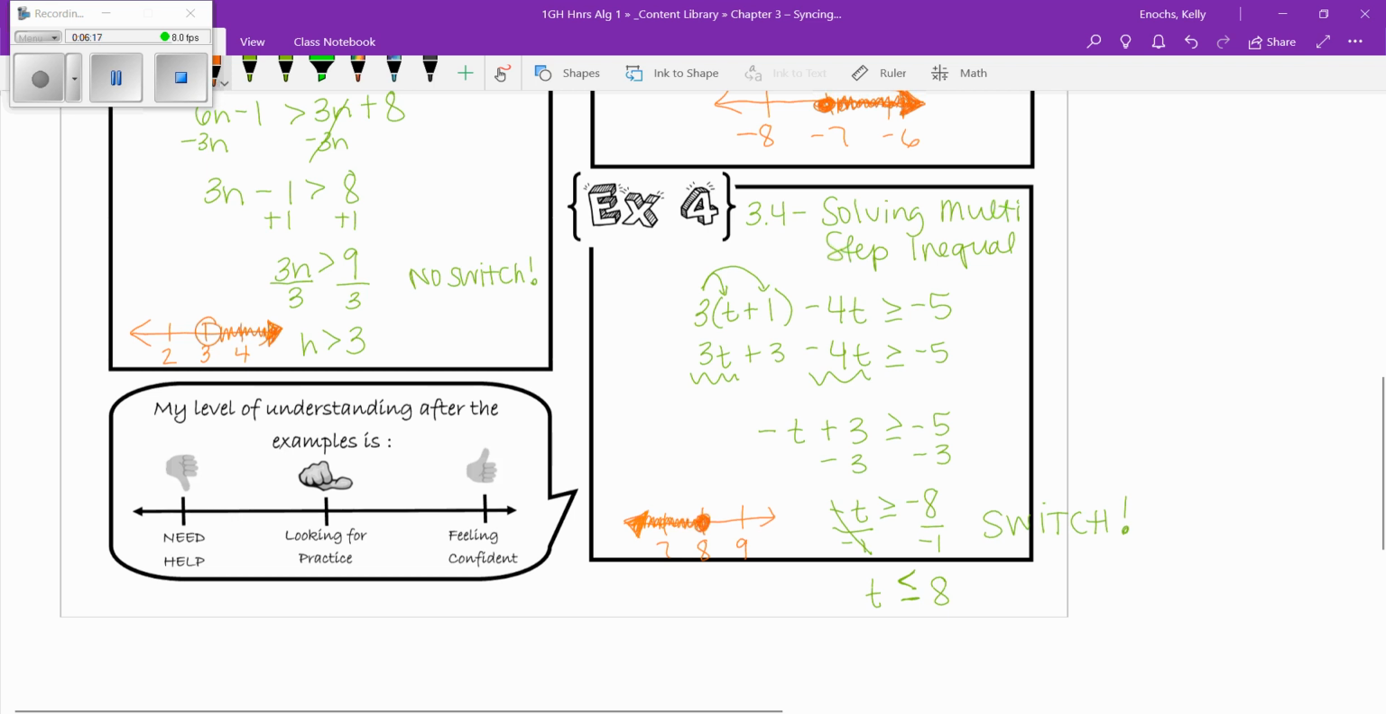Okay? All right. So to finish up, go ahead and give a little check on how you're feeling on solving inequalities, including switching your signs when you're dividing or multiplying by a negative number. And we will take our quiz next class.